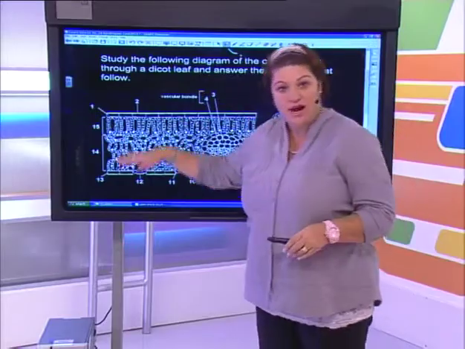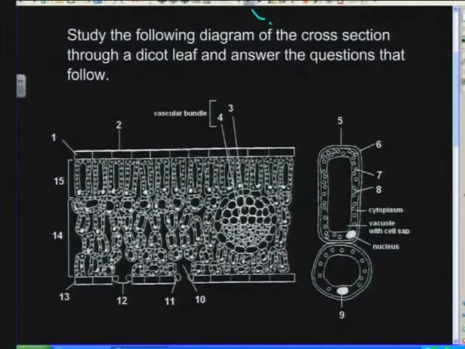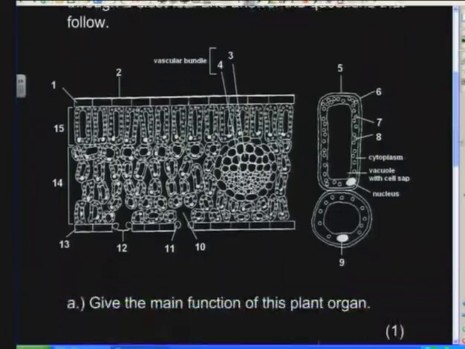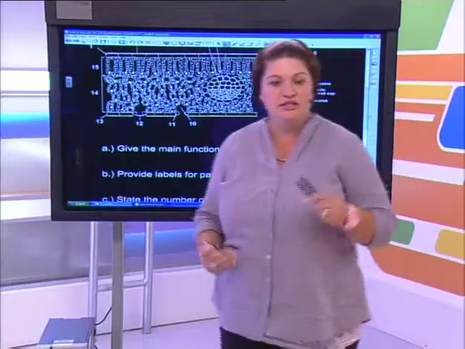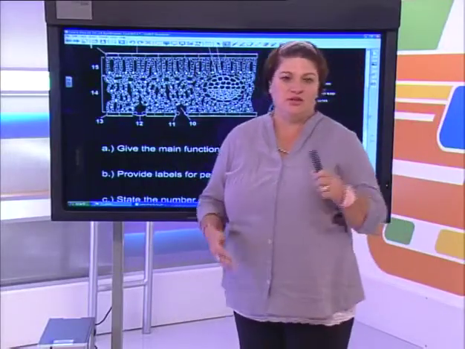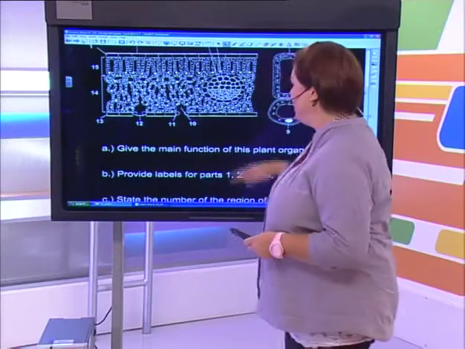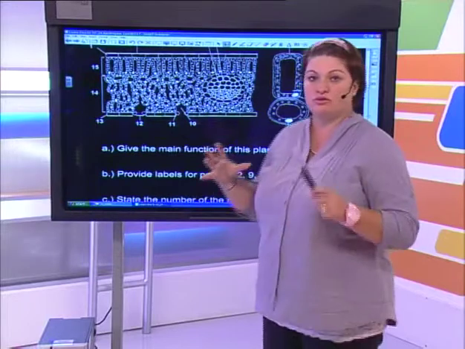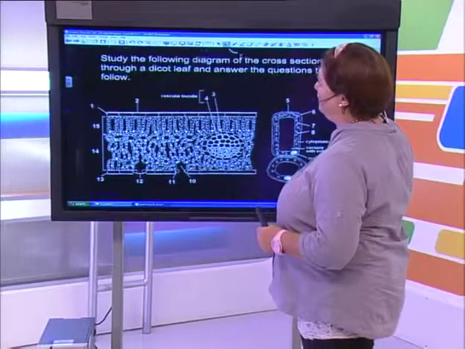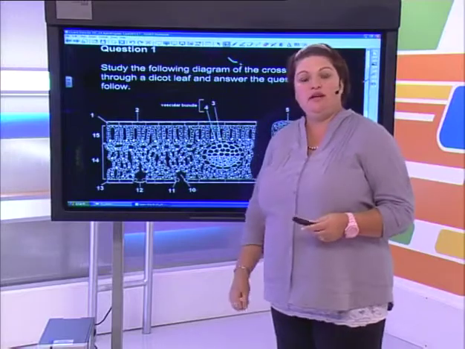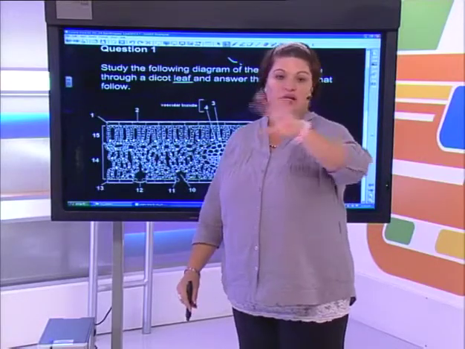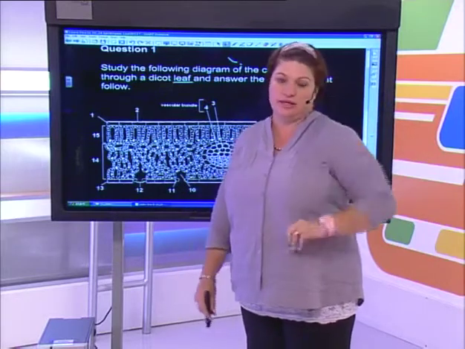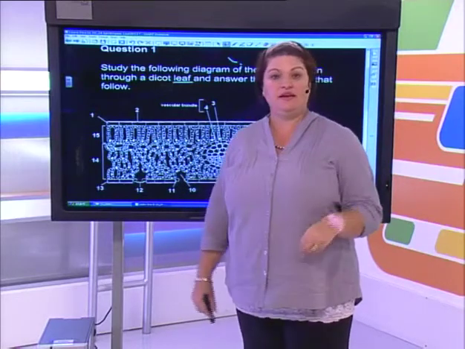Study the following diagram of the cross-section through a dicotyledonous leaf and answer the questions that follow. Let's start off nice and easy. It's always nice to start off with an easy question. It gives you a little bit of confidence to carry on. Give the main function of this plant organ. If you read it properly, it says leaf. You know exactly what you're looking for. It doesn't even tell you to study the diagram of a plant organ, which sometimes it can. It's already telling you that it's a leaf.